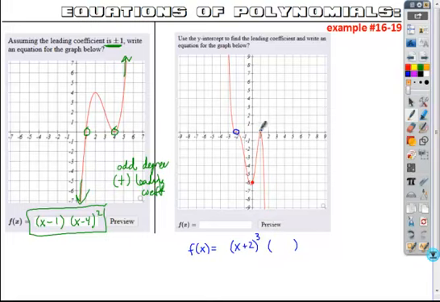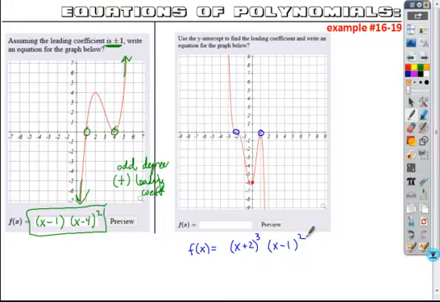Okay, and then when we look at this 0, what factor is associated with that 0? x minus 1 with a multiplicity or power of 2. Bounces, so it's going to be a 2. Okay, so that's just looking at what's happening on the graph.